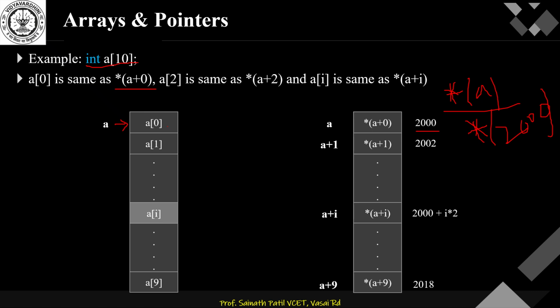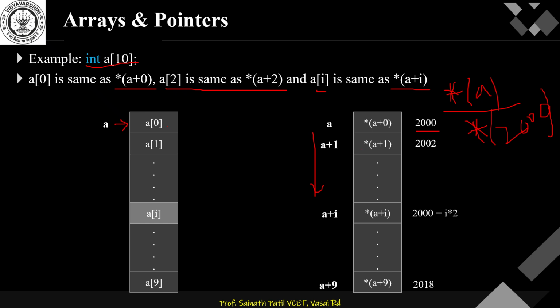Similarly, the second element a[2] can be written as *(a+2). So like that, a[i], that is the ith element, can be written as *(a+i). So a+1, a+i, a+9 are the addresses of individual array elements. To access the value, they are referred to by star.